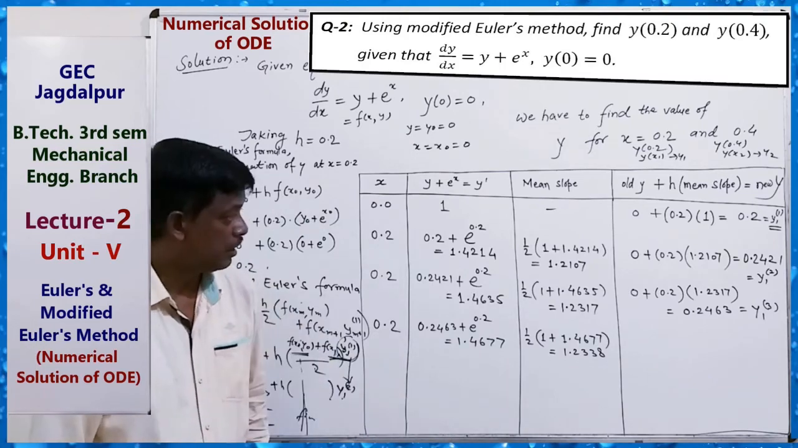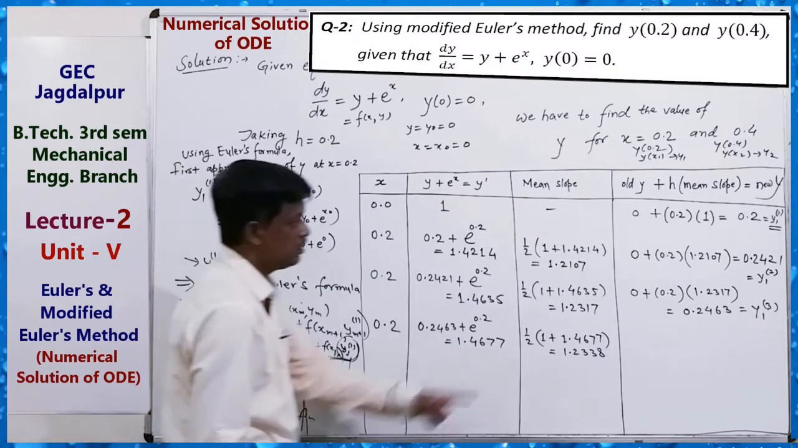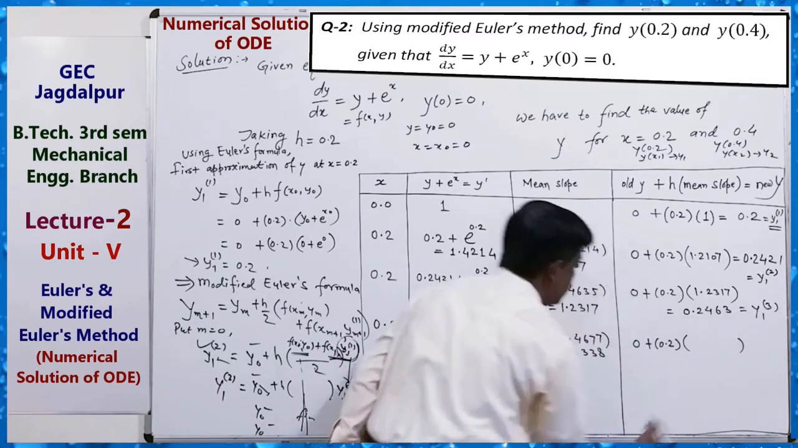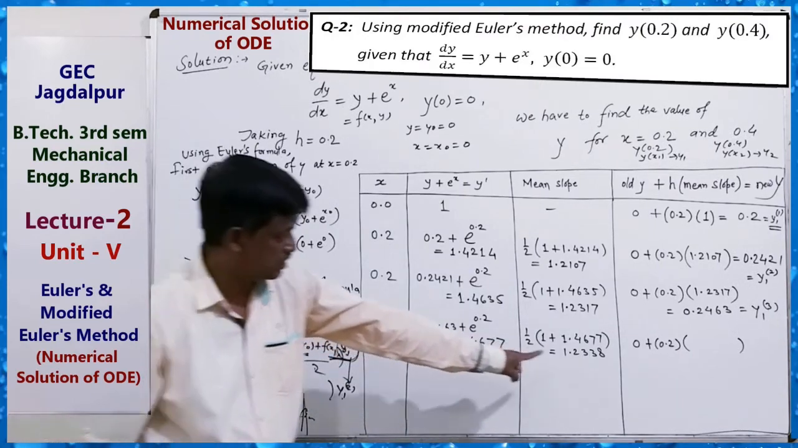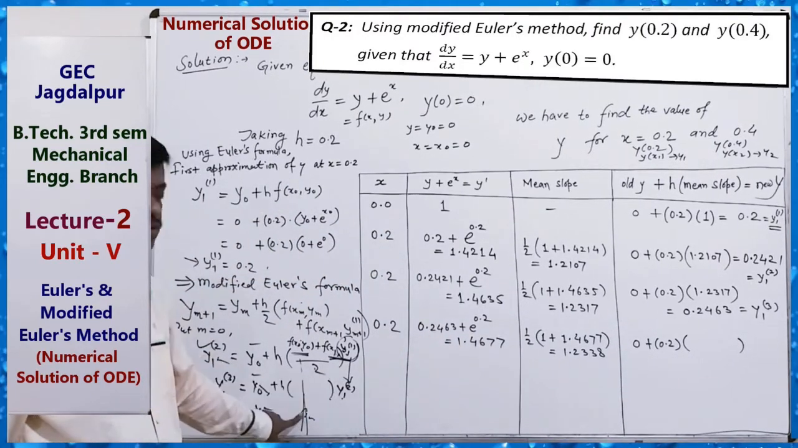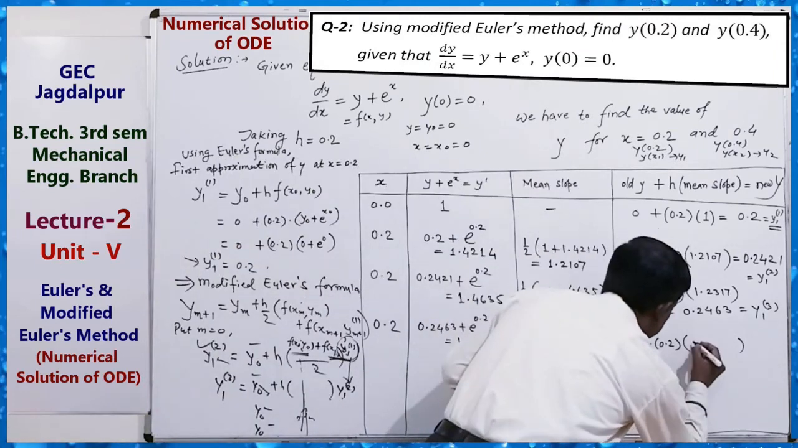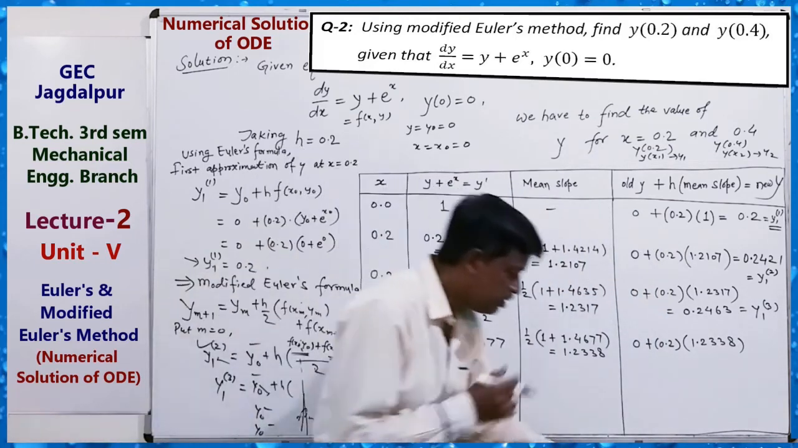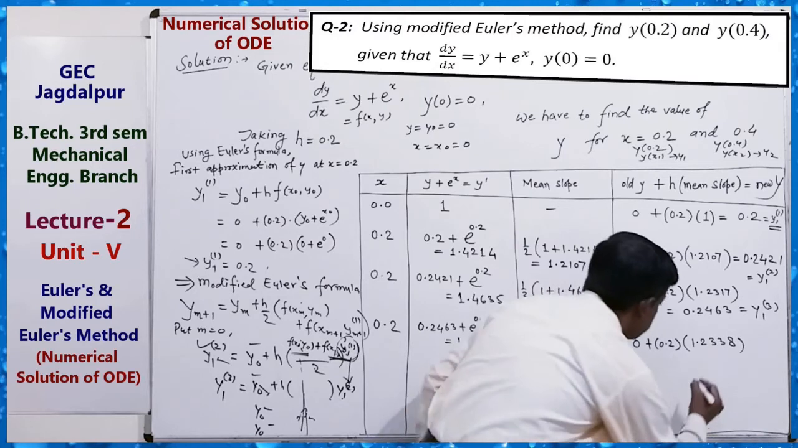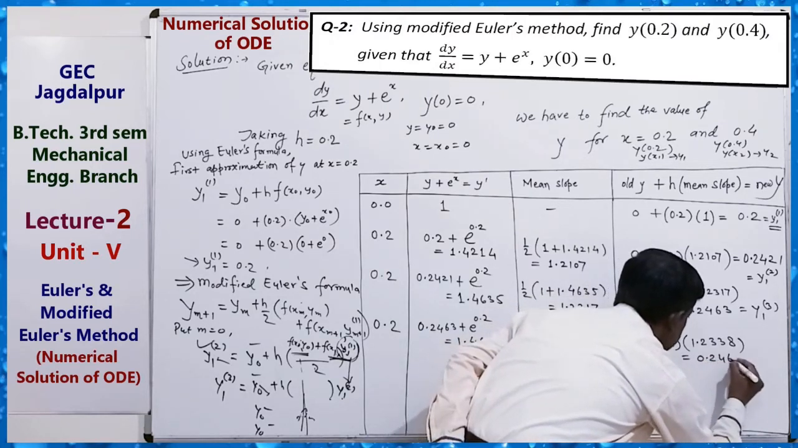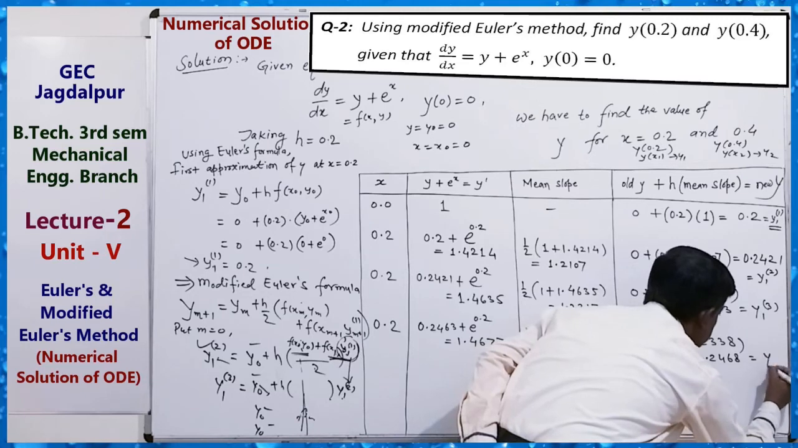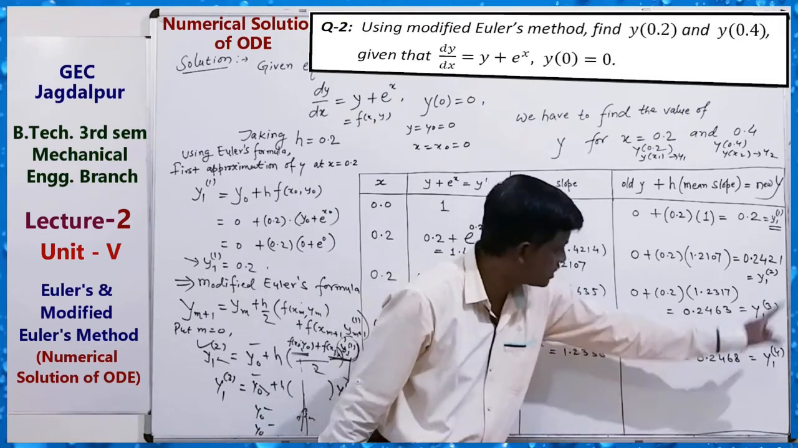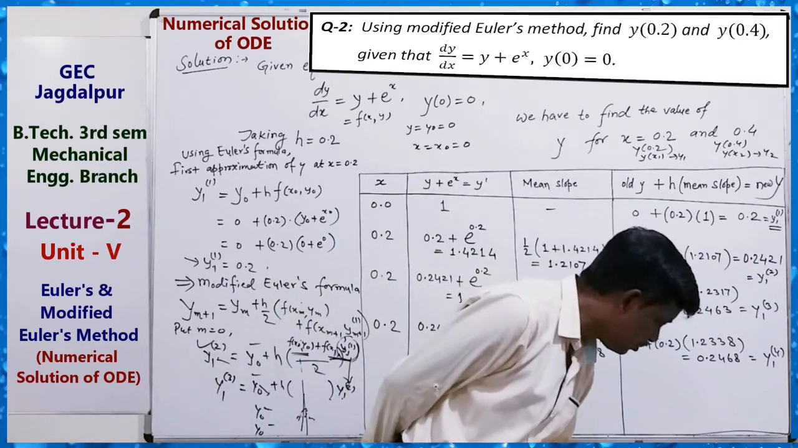Okay, this. Now just y will carry, so 0 is the same, plus h 0.2 into here. What will be the value? This means slope. 1.2338. Just calculate it. 0.2468. This is approximation y, the fourth approximation. Okay, just 2463, 2468, and once again we have to do this.